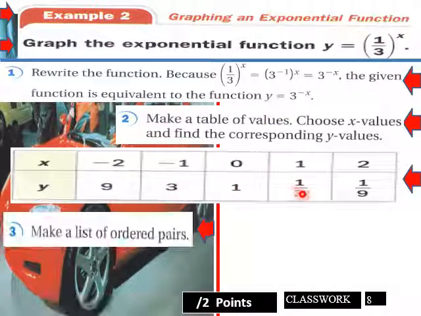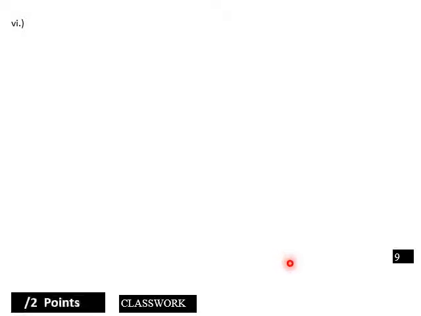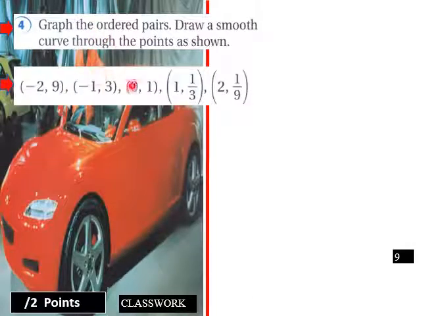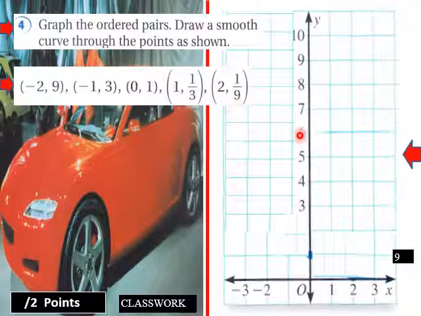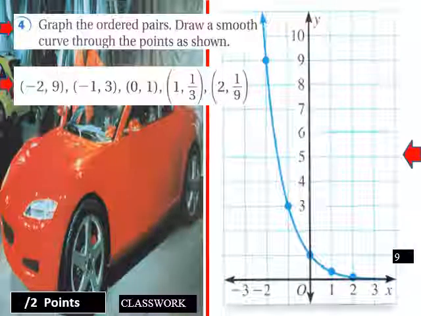So now we have our table here, and then make a list of ordered pairs. Here's our ordered pairs now from this table. It just makes it easier to plot when you're doing this by hand. So here's our pairs. So now what are we going to do? We're going to try to graph this thing, graph ordered pairs, draw a smooth curve. Here's our ordered pairs. Here's our coordinate grid here. So this is what your graph should look like. It's actually an exponential decay function here because it's falling from left to right. So it is a decay function, and you use these ordered pairs to make this plot here.